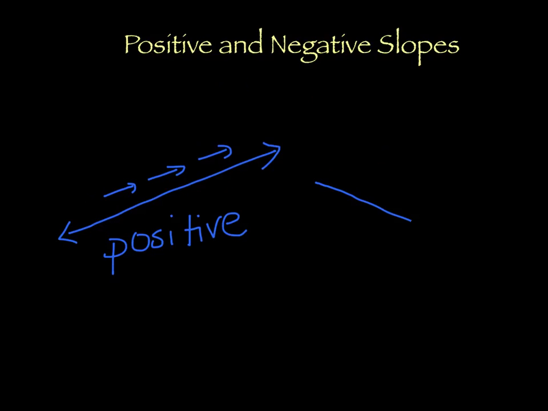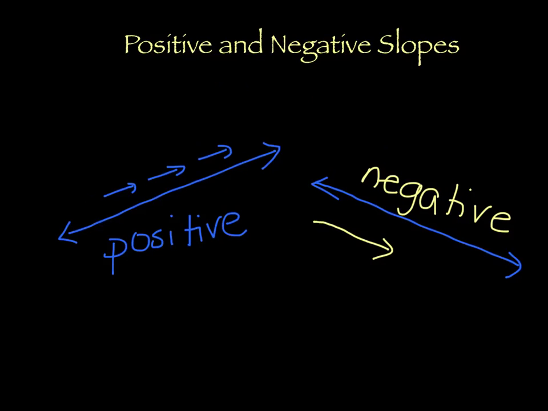Now if I drew a line going like this, as I go from left to right, this line's going down. So anytime the line is going down from left to right, it has a negative slope. All the lines that I gave you in the last video were positive slopes. They were all going up.